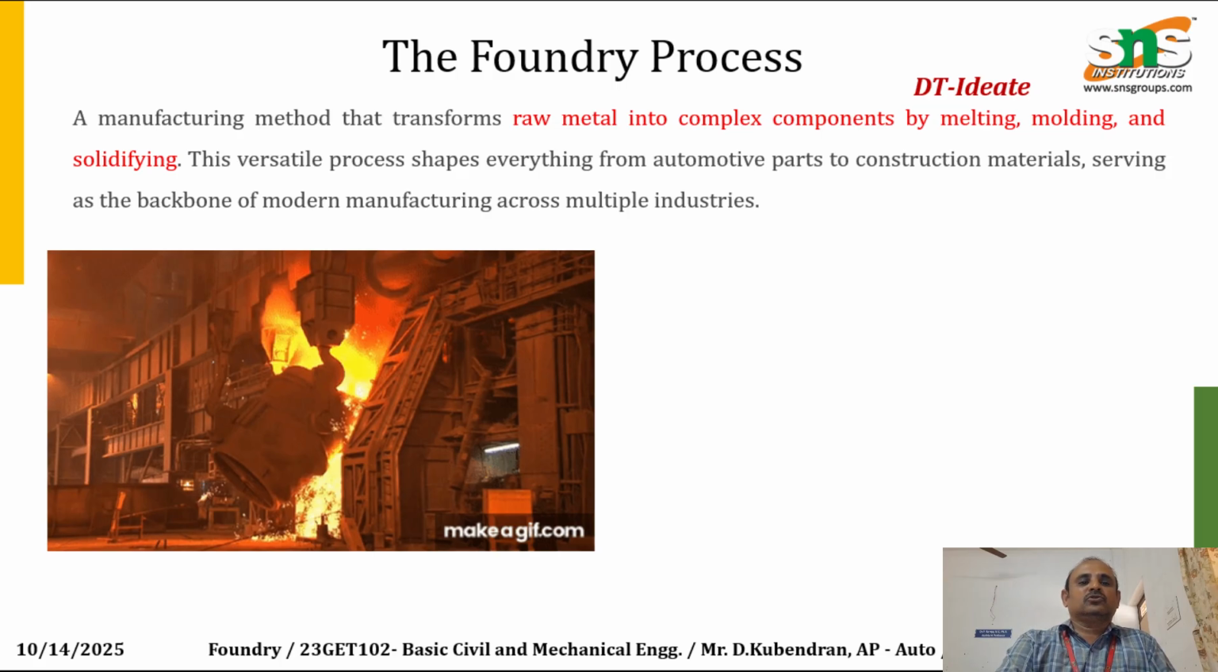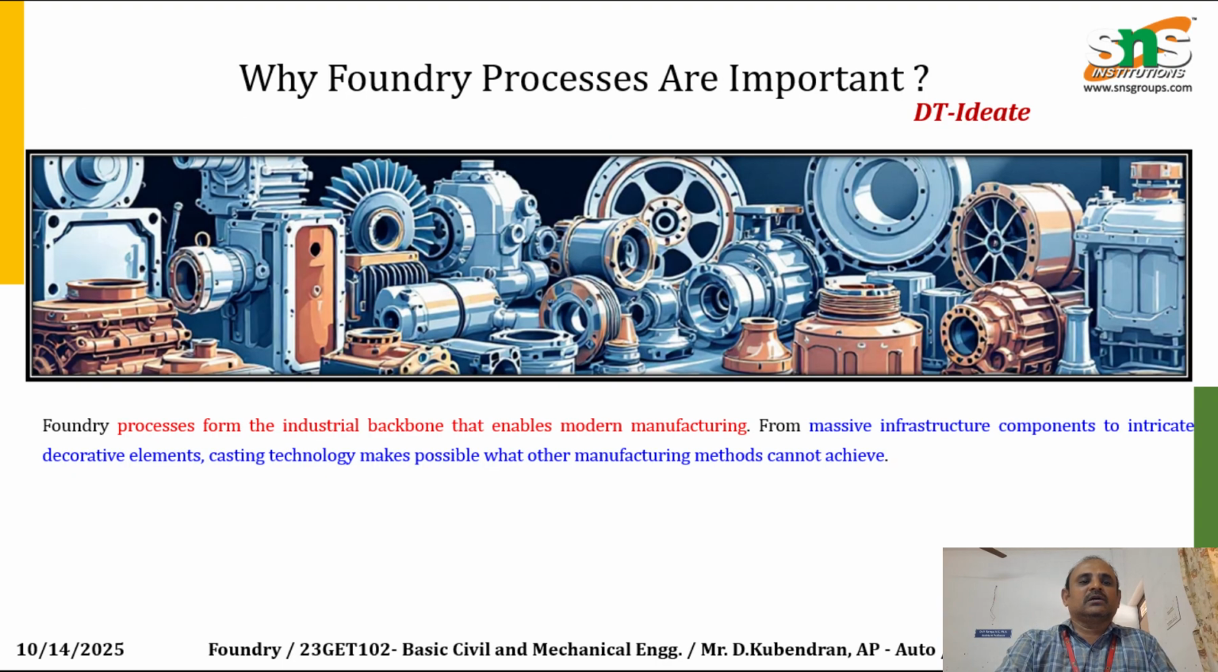Sand foundry, the most common type, uses sand as the mold material, suitable for large and complex shapes. Die casting foundry uses metal molds and applies pressure to inject molten metal, ideal for mass production of small precise components. Investment casting or precision foundry produces high accuracy, fine surfaced castings using wax patterns and ceramic molds, used in aerospace and jewelry industries.